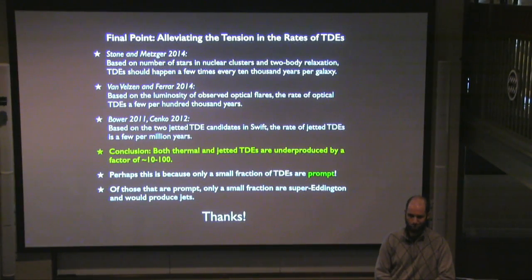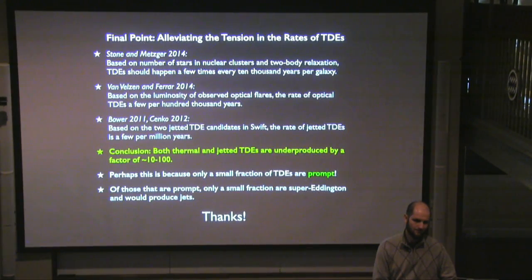Questions for James? So James, to some extent, the whole idea of measuring the mass function of black holes with TDEs is complicated by this effect, right? Because what you're saying is that there's a mass dependence to the appearance of these objects, and therefore we might get the bias to just a high mass. Yeah, that's quite possible.